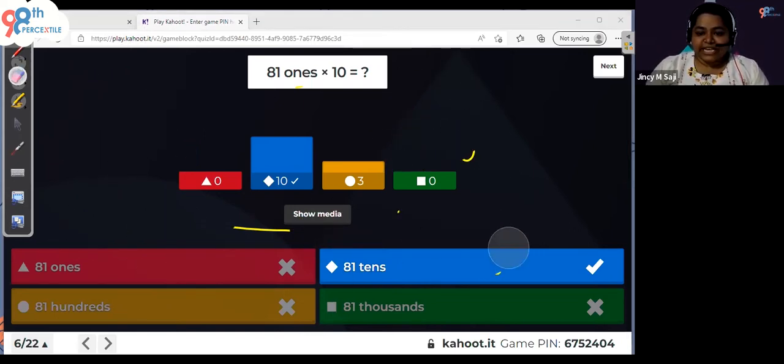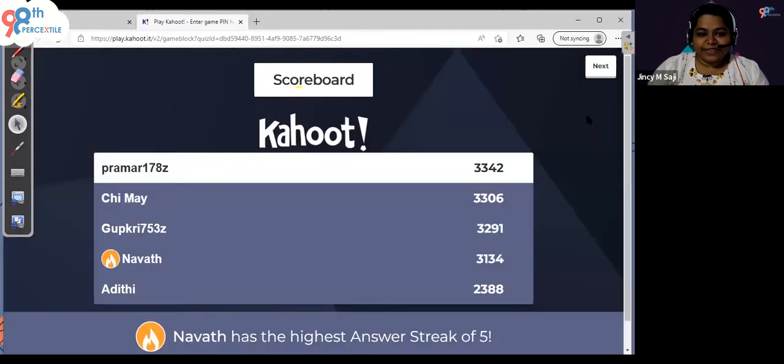Let's see who has come up now, or is Pramar only taking the lead? Let's check it. Okay, Pramar is again in the lead, but Navat has the highest answer streak of 5. Gupkri again came up, Chimay and Aditi. Very good, very good. Let's move on.